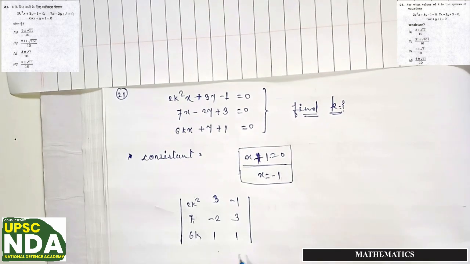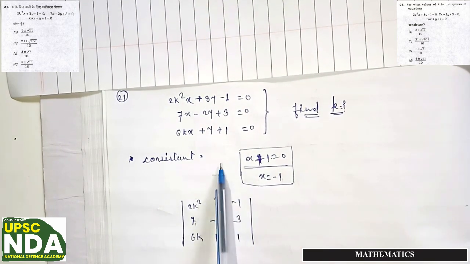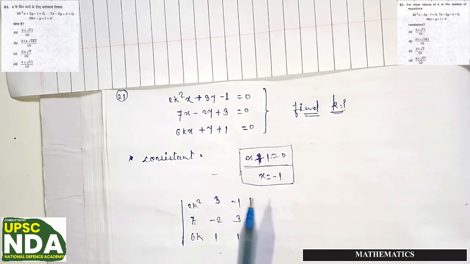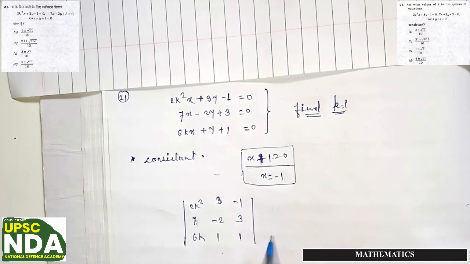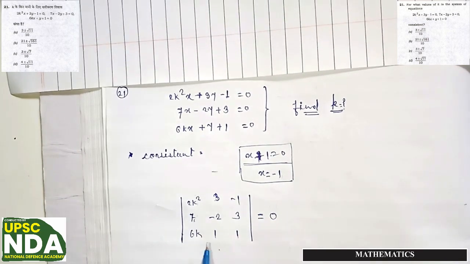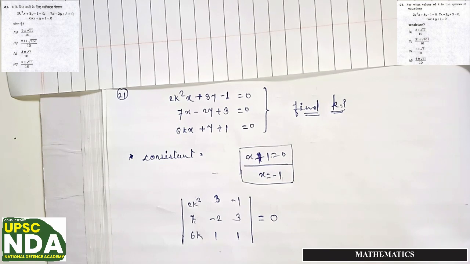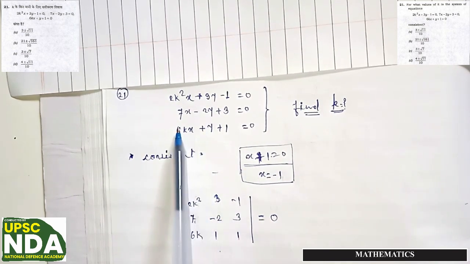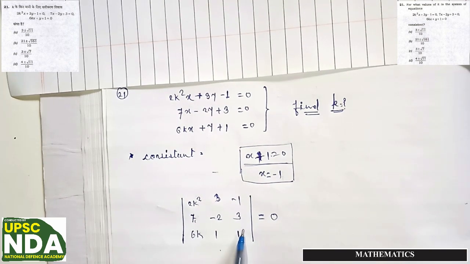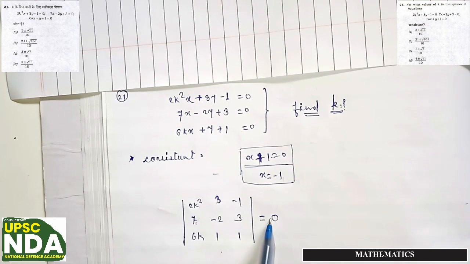When we want to show that these equations are consistent, we write their determinant equal to 0. This is the definition of consistency given in the determinant and matrix chapter. So it is quite easy: we convert these three equations into the form of a determinant and equate it to 0. So when equations are consistent, we write the determinant equal to 0.